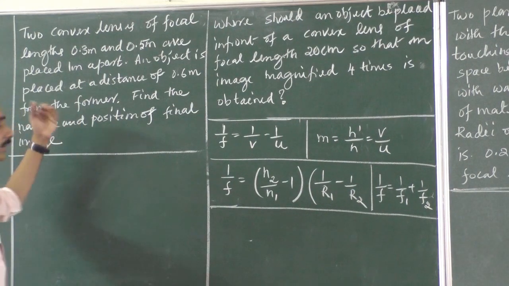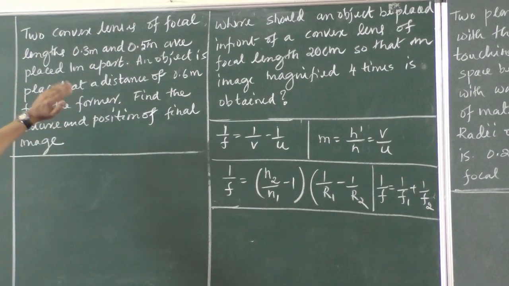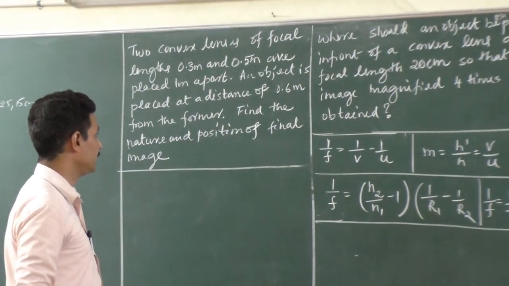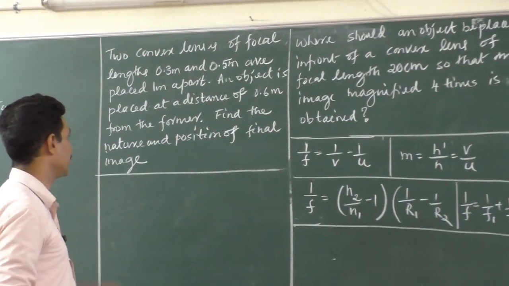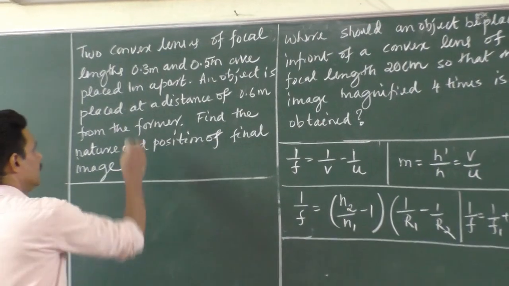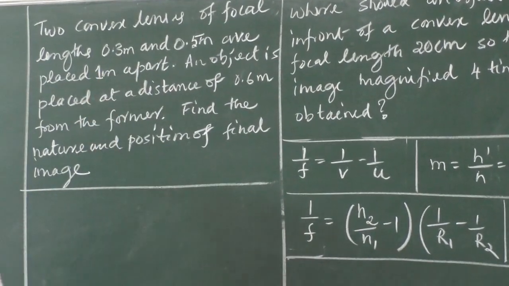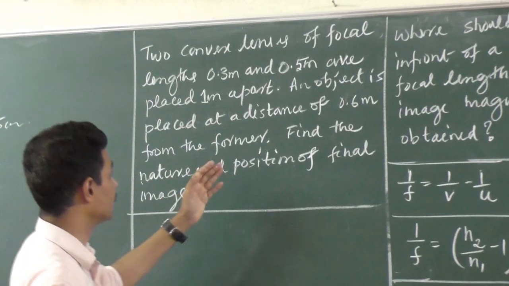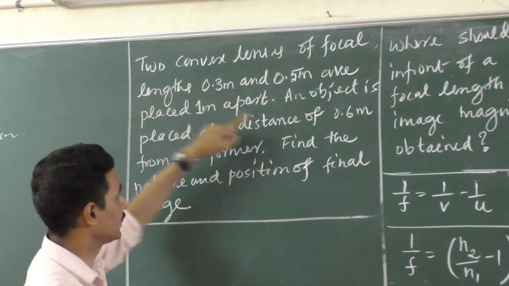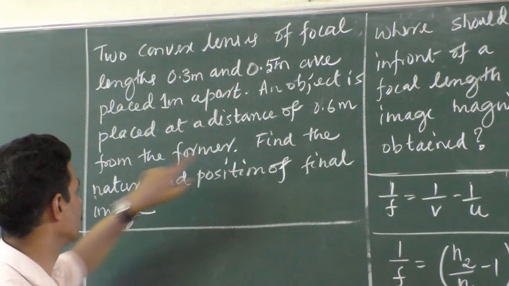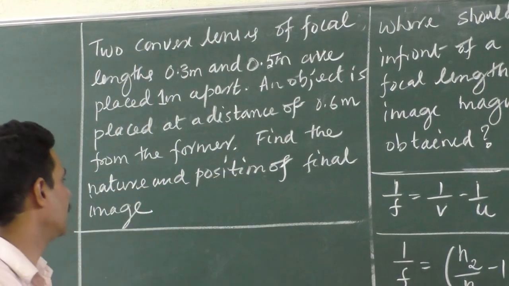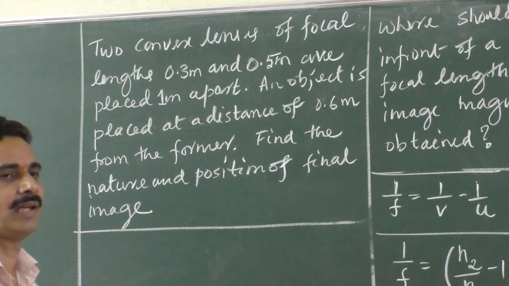Now we will move on to the first problem. Two convex lenses of focal length 0.3 meter and 0.5 meter are placed 1 meter apart. An object is placed at a distance of 0.6 meter from the former. Former means the first one, the 0.3 meter lens. Find the nature and position of the final image.